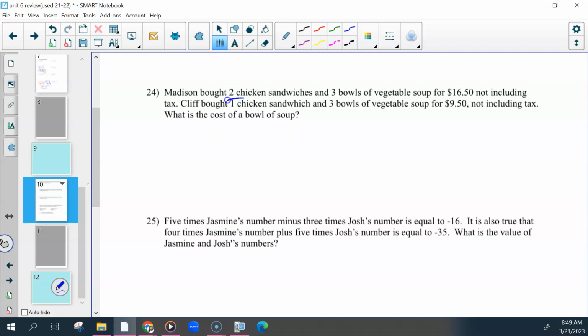Madison bought 2 chicken sandwiches, 3 bowls of vegetable soup for $16.50, not including tax. Cliff bought 1 chicken sandwich and 3 bowls of vegetable soup for $9.50, not including tax. What is the cost of a bowl of soup? So we need 2 variables. What do we want to call them? Two letters we want to use.